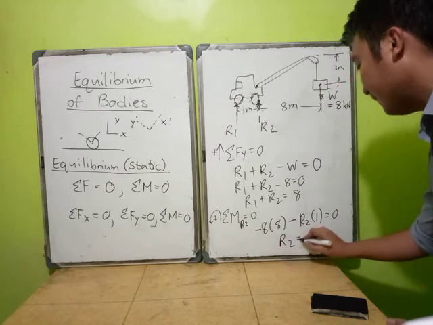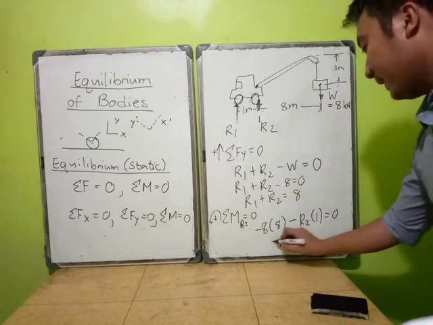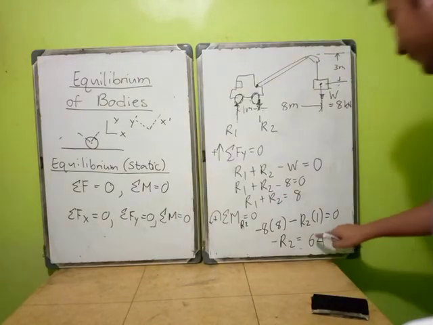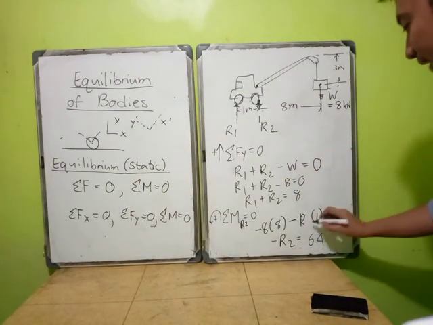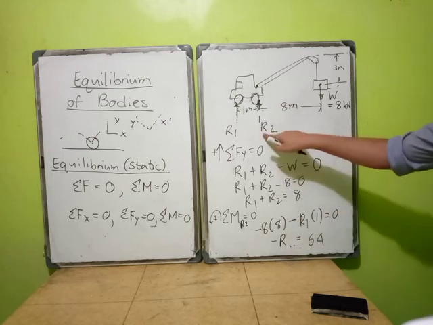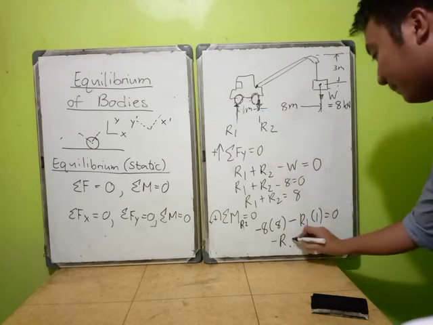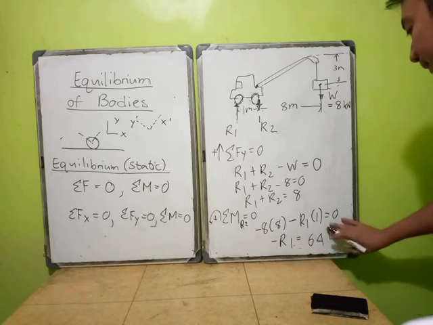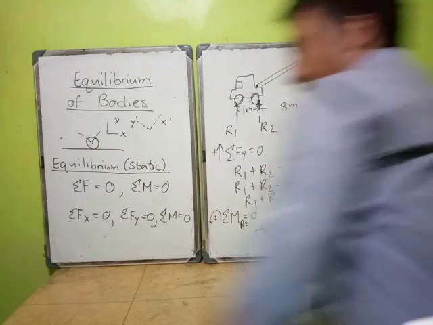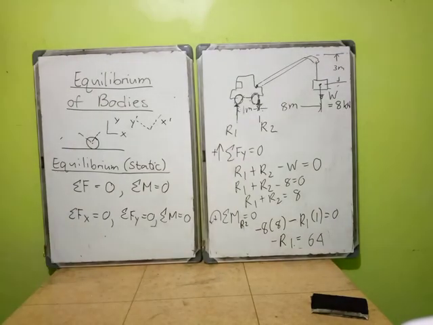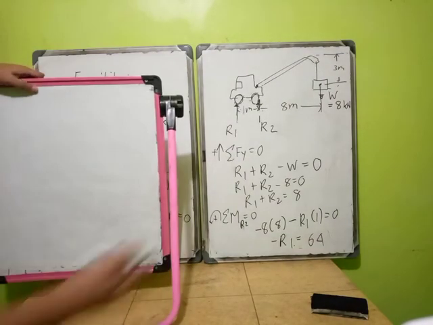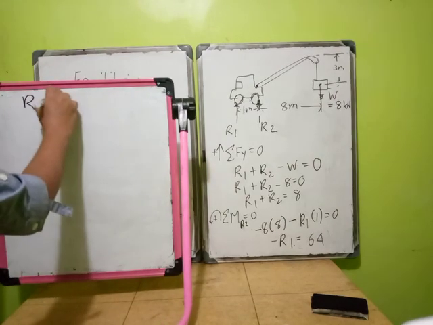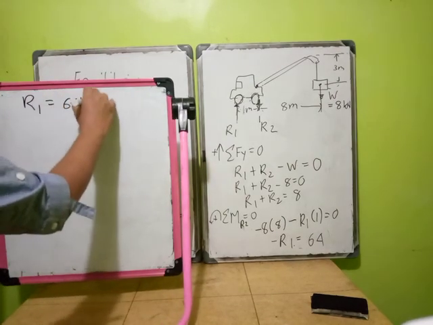Okay? So, masolve natin. Negative R2 is equal to 64. So, therefore, no. Kasi R1 pala, R1. Kasi R2 tayo nag-moment, so si R1 yung may moment. Okay? So, negative R1 is equal to 64. So, therefore, R sub 1 natin is equal to 64 kilonewton.